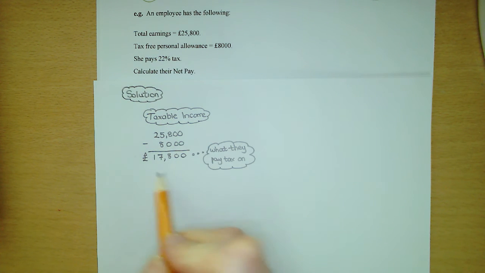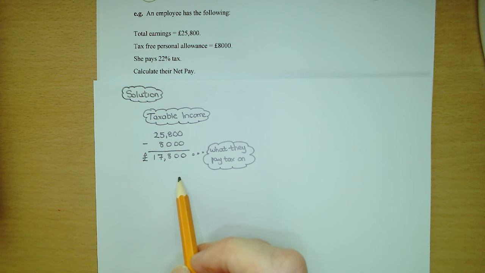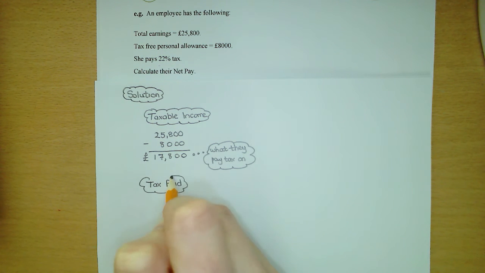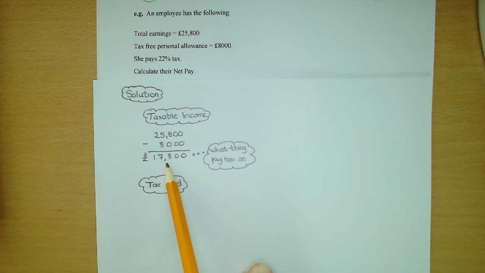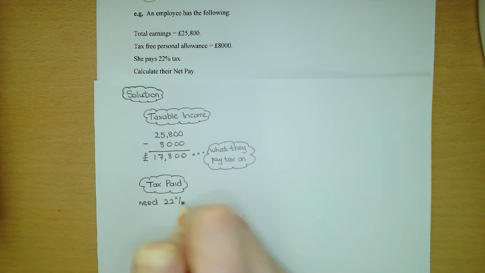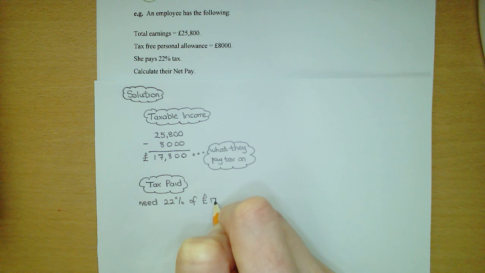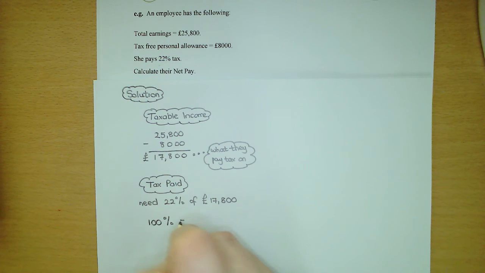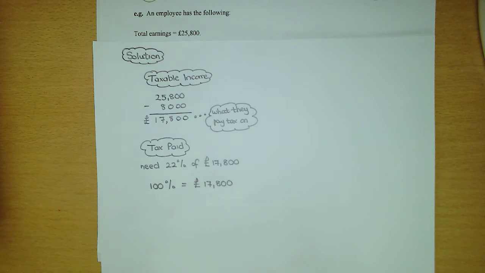So now we know the amount of money they pay tax on, we can now work out the amount of tax that they pay. So we're told they pay 22% tax. So we need to work out what 22% of 17,800 is. So in order to get 22% of 17,800, we have to let 17,800 be 100%. And we want to work out what 22% is.